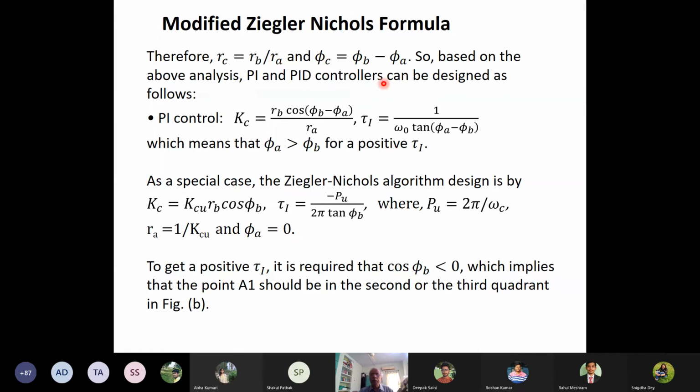So based on the above analysis, we can define a PI and PID controller. The PI controller will have Kc in terms of RB, RA, phi B and phi A: Kc will be RB cos(phi B minus phi A) by RA, and tau I will be given by 1 by omega 0 tan(phi A minus phi B). And phi A should be greater than phi B for a positive tau I.